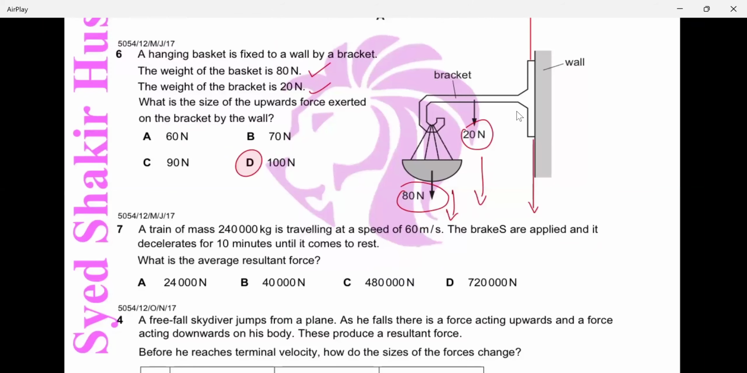A train of mass 240,000 kg is traveling at a speed 60. The brakes are applied and it decelerates for 10 minutes. How long is it taking to decelerate until it comes to rest? So this was the speed, the starting speed, right? When you noted it, and finally the speed became 0. How much time did it take during this? 10 into 60. 600 seconds. How many, beta? 600 seconds. I need average resultant force. So resultant force is what? M into A. How much is M, beta?